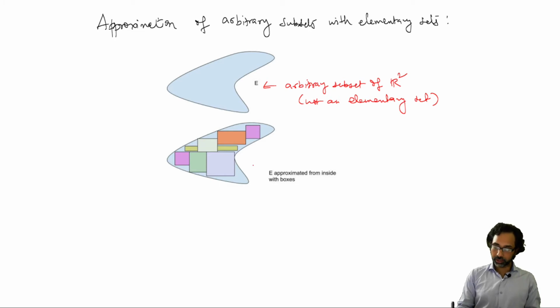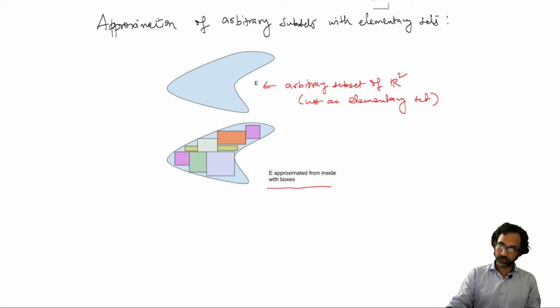So the idea here is to look at boxes which are lying completely inside E and take the union. So the union of all these colored boxes is an elementary subset which is lying entirely inside E, and if we increase the number of such boxes, it's quite plausible that E can be approximated from inside with elementary sets. This is the union of boxes.